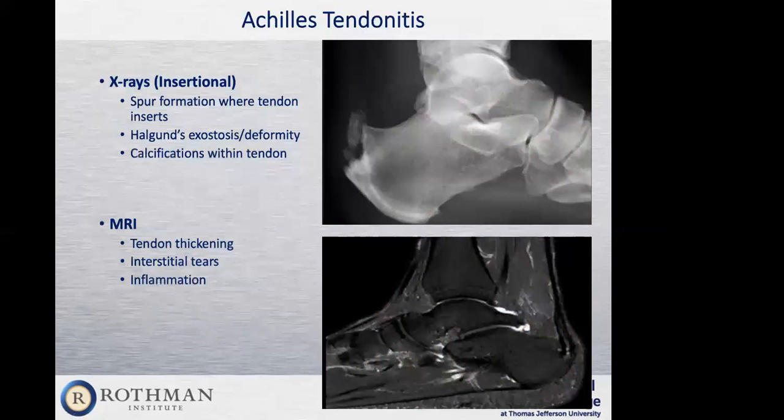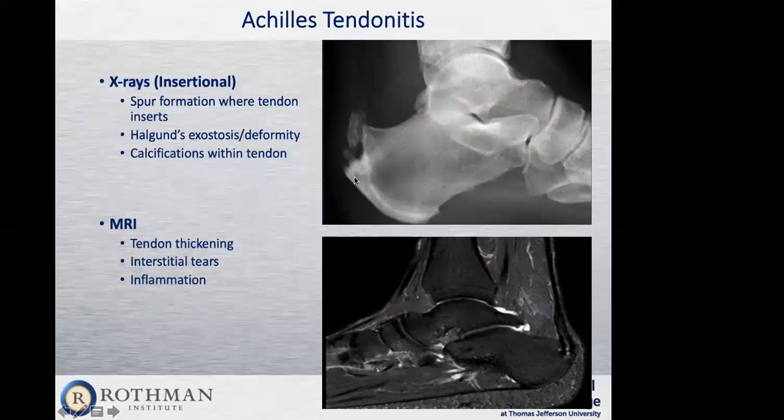So when we get x-rays on these patients, whereas x-rays for a rupture are not necessary, I do get x-rays for someone who has Achilles tendonitis, because a lot of times we'll see robust spur formation in the back of the heel where the Achilles inserts. Again, that spur is a manifestation of the chronic problem.